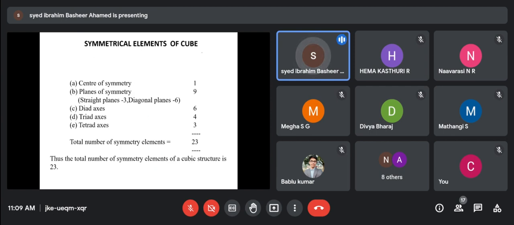Symmetry elements of a cube. In a cube, the center of symmetry is 1. Planes of symmetry, 9 planes of symmetry. You have diad axes, tetrad axes, and so on.